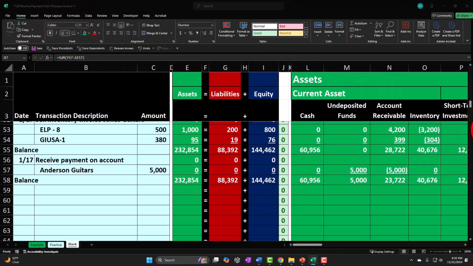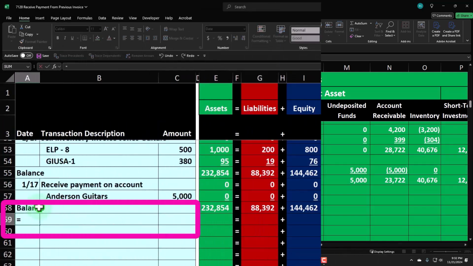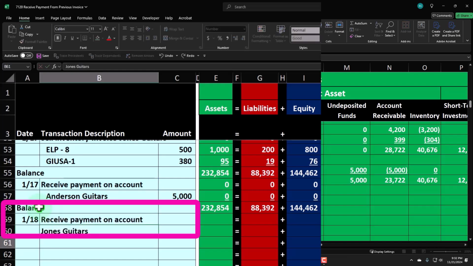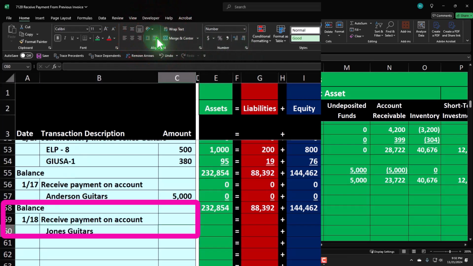All right, let's do it again. Otra vez, por favor. Another time, another round. Let's do this. This time it's going to be 118. Same idea. We're going to receive payment on account, but this time from Jones. Jones Guitars is paying us. Okay, and so we're going to imagine we got a check from them, or we got an electronic transfer from them that hit our account.